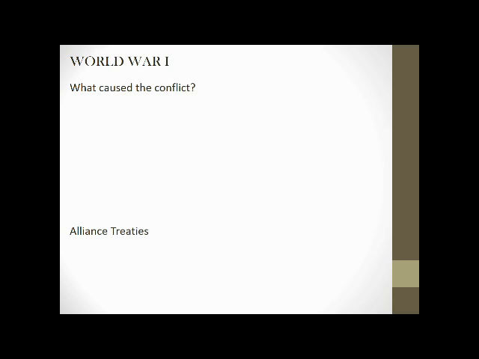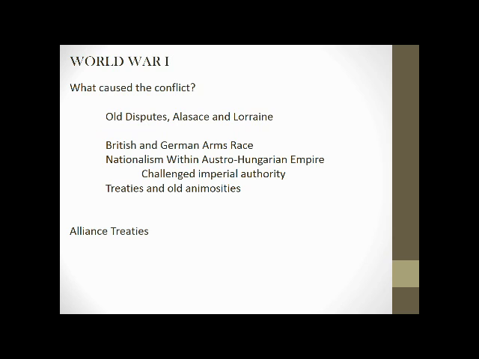Okay, so World War One. When we look at the causes of the conflict, there are quite a few. In one respect, you have old disputes between France and Germany over areas like Alsace and Lorraine, on the border areas of Germany and France. Those had been disputed for hundreds of years, and most specifically had been fought over during the founding of the German nation in the 19th century.